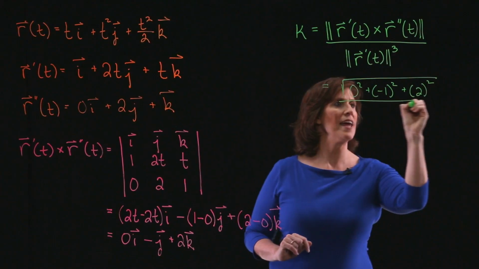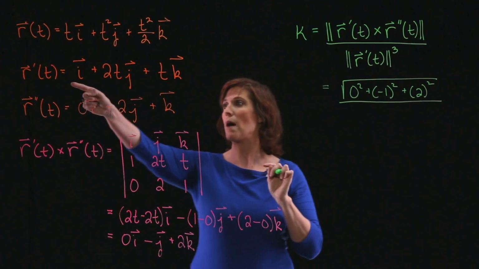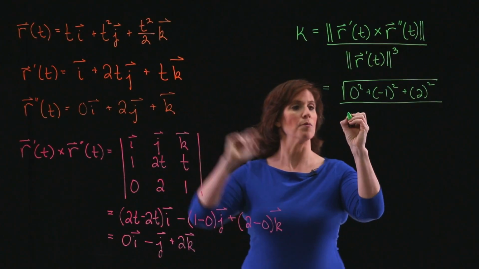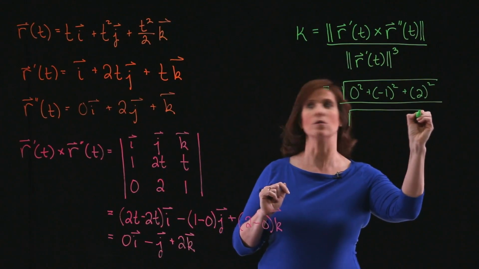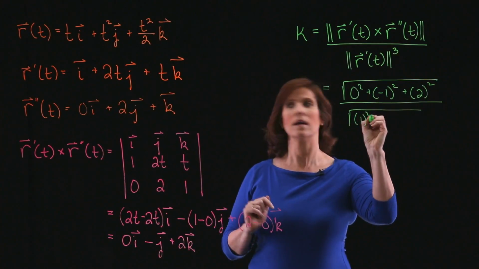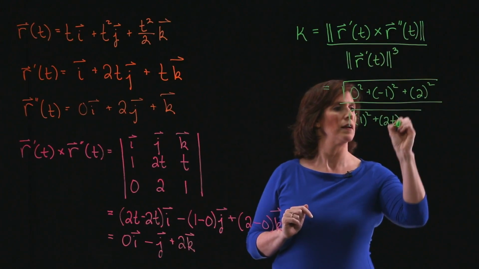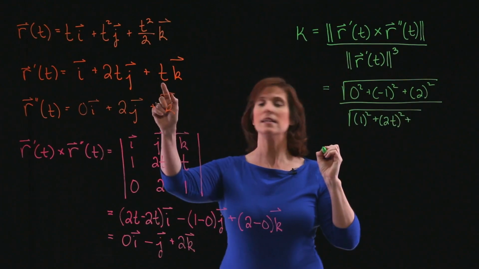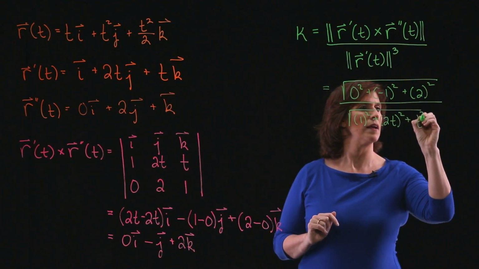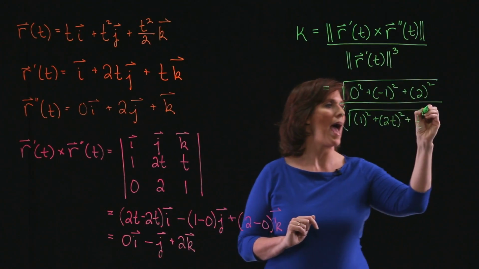And then I'm going to divide that by the norm of r prime of t. All right, well, here's r prime of t up here. So its norm is going to be the square root of 1 squared plus 2t squared plus t squared. Now remember, in the formula, I have to take that norm and cube it.